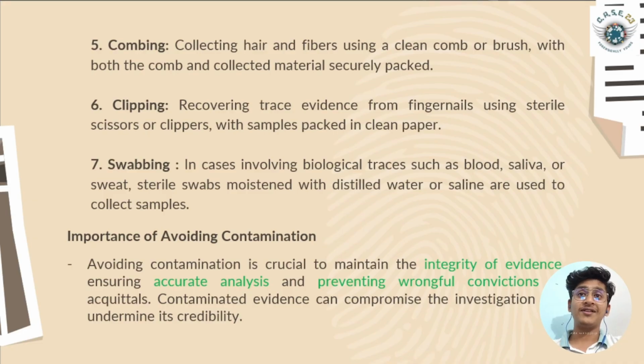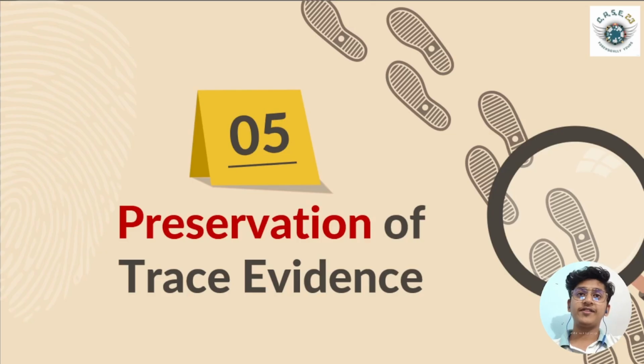Then the last type is swabbing. For biological samples like saliva or sweat, forensic experts use sterile swabs dipped in distilled water to collect the sample. Now once collected, every piece of evidence is properly sealed, labeled, and documented to avoid contamination or mix-ups. Because in forensic science, one mistake can mean losing a crucial clue forever. So next time you see a crime scene investigation in a movie, you will know exactly why they are being so careful, because every tiny trace tells a story. Alright, collecting trace evidence is just the first step, but what happens next?